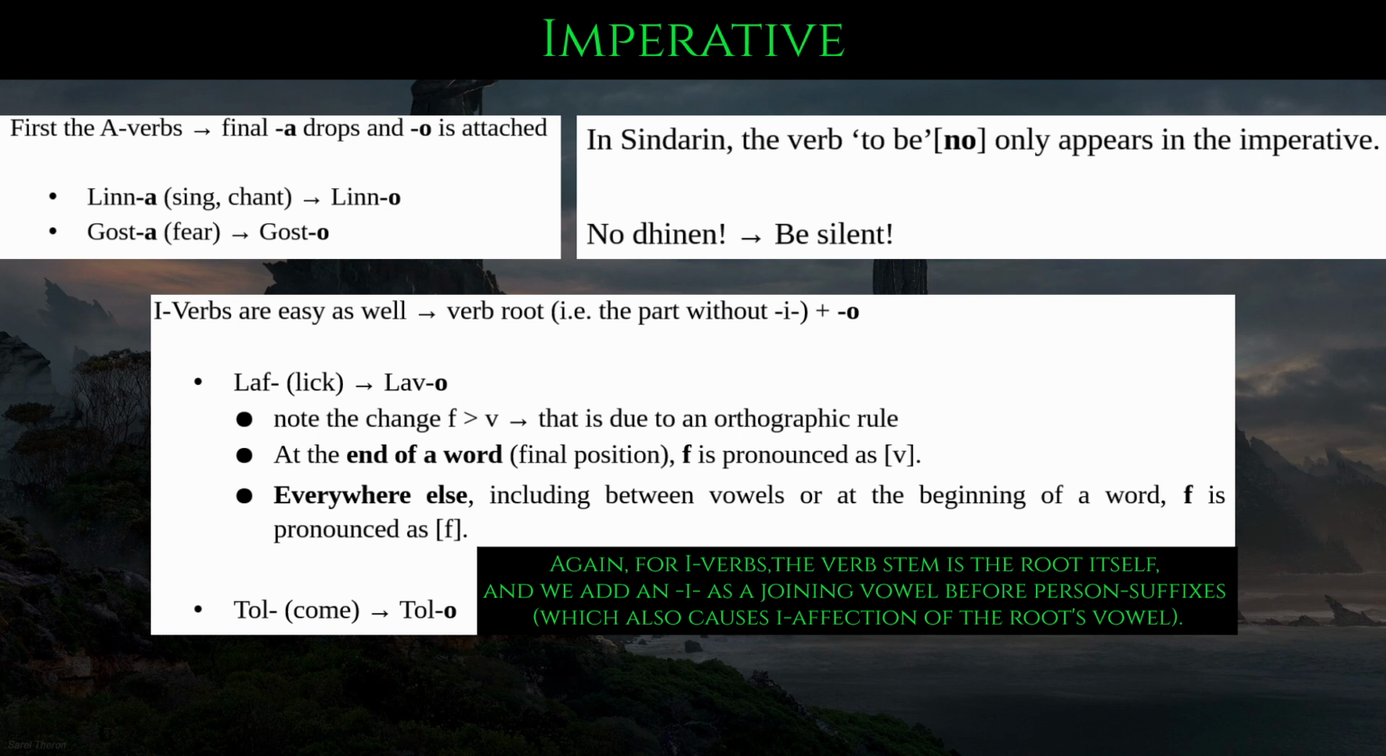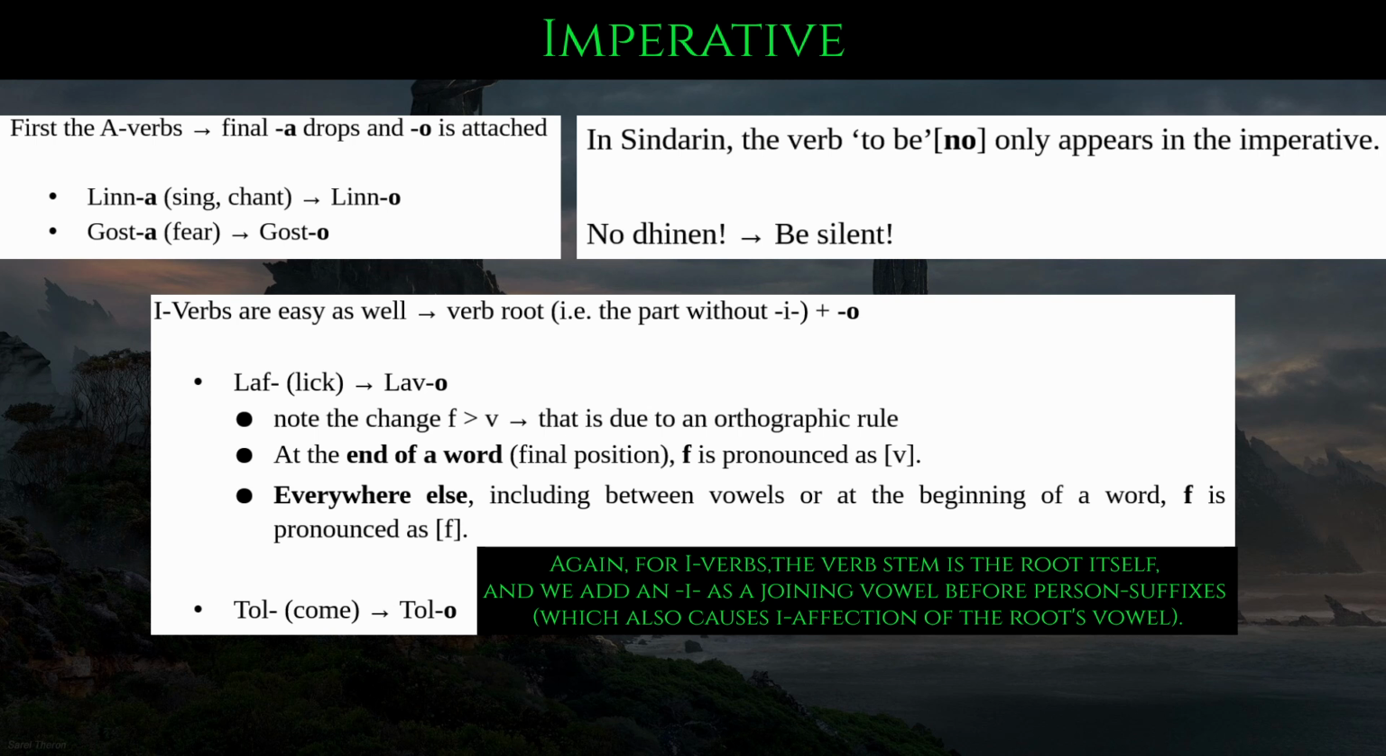First, the -a verbs. Here, the final -a drops and -o is attached. For example, linna becomes linno, or costa becomes costo.